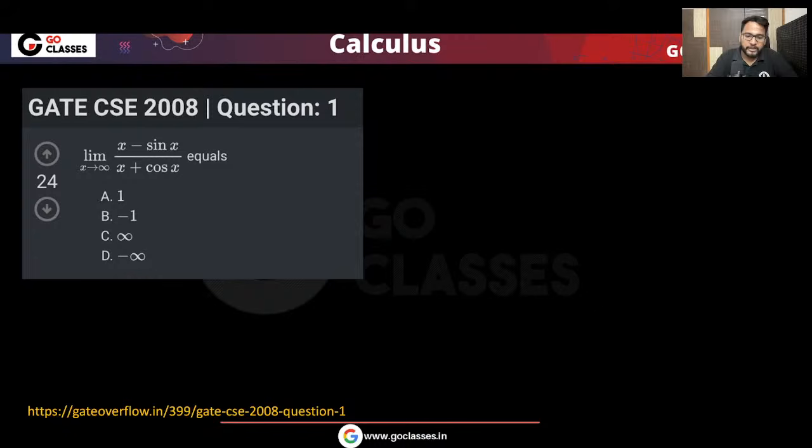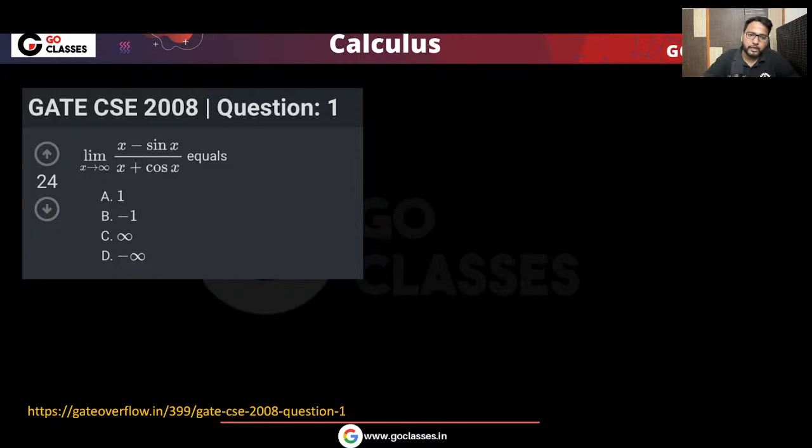Now let's go to the next question. So here I have x minus sin x upon x plus cos x. So let's just see how to solve this question. So this is infinity upon infinity form, right? How can you solve this question? You can basically just apply the L'Hopital rule here also, right? I mean, this question can also be solved by applying the L'Hopital rule.